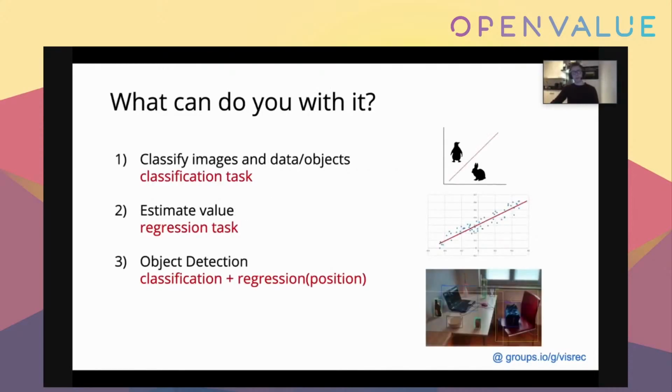So what can you do with it? There are two main tasks, but the second task is somewhat part of the third task. First, we allow users to classify images and data objects. That's pretty much a classification task. It allows you to take an input image, in this case a penguin, or it could be a rabbit, right? You train that model to classify whether the input is a rabbit or a penguin.